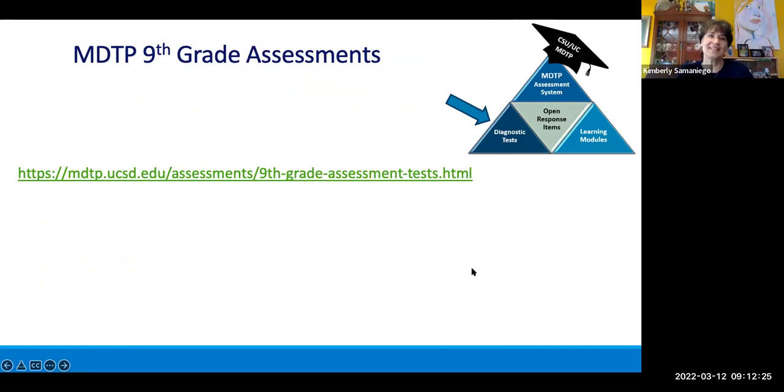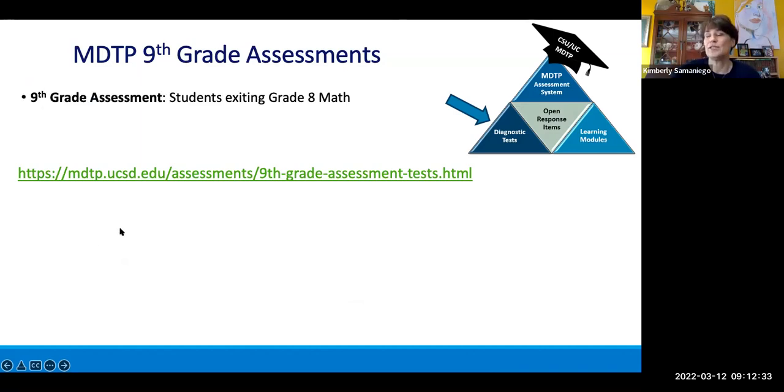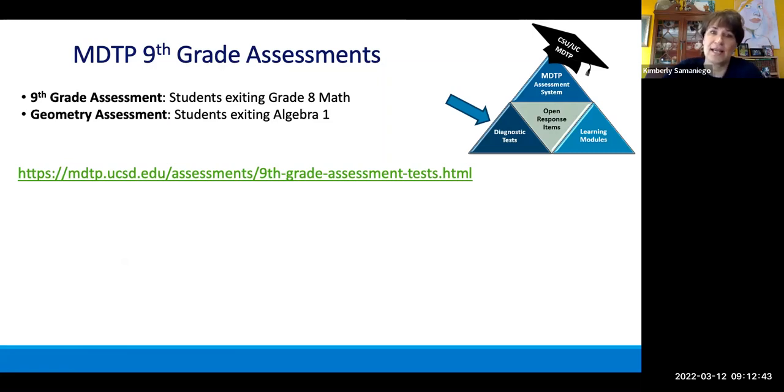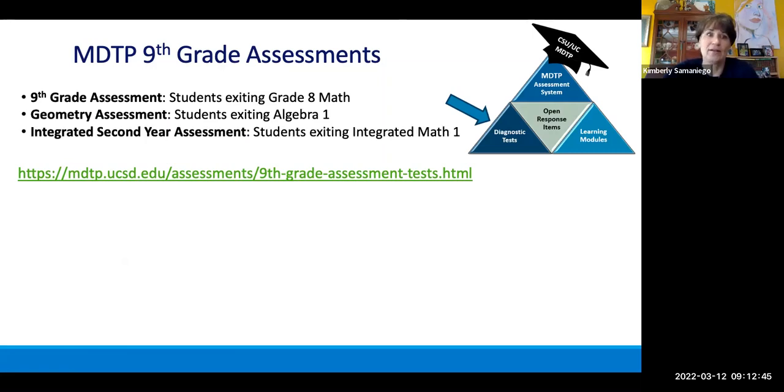Okay, the next thing that we created, we started this in 2015, started designing these tests in 2016 that were aligned to the SB 359 mandate. We have 3 different assessments: the 9th grade assessments for students exiting grade 8, the geometry assessment for students exiting Algebra 1, and also the integrated second year for students who are currently in integrated Math 1 and exiting Math 1 to see if they're ready for integrated Math 2.